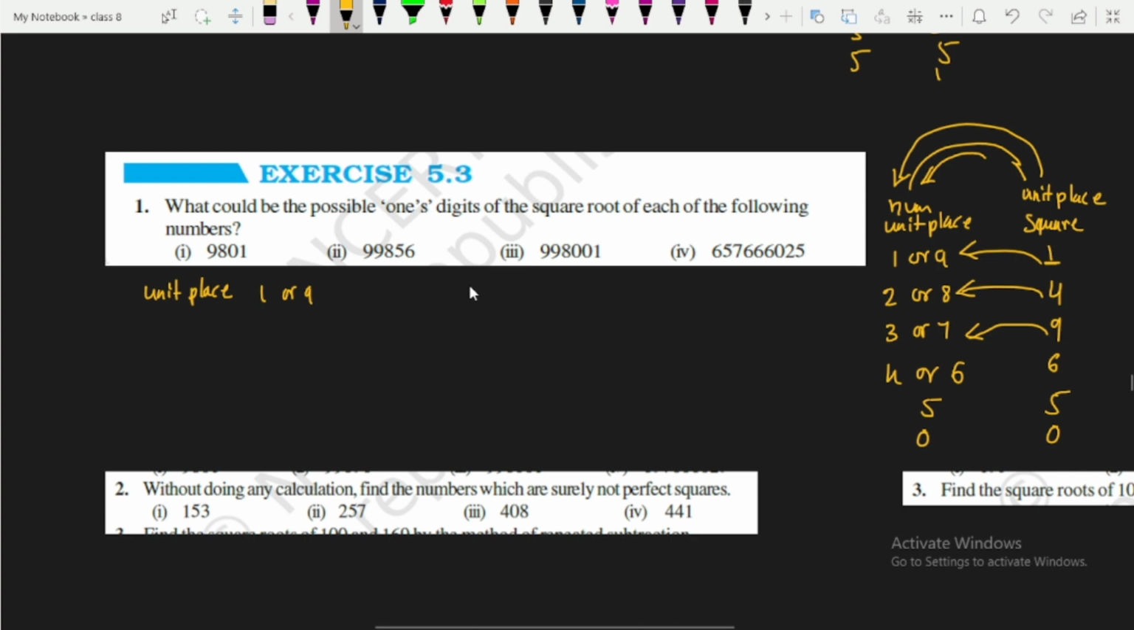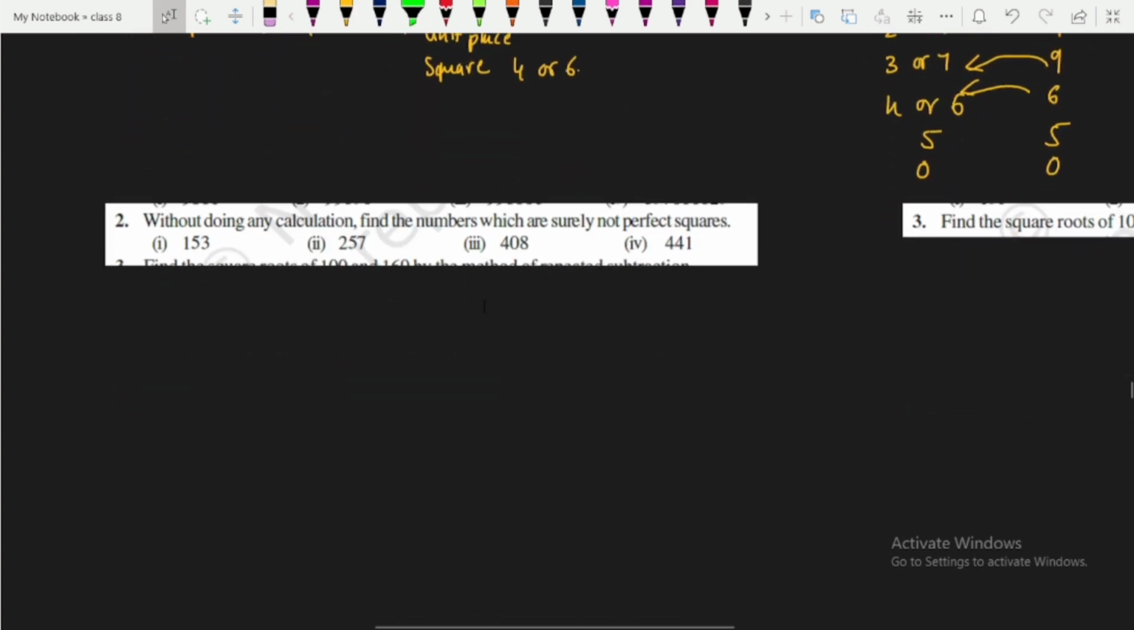Similarly, you can answer the second question. It is ending with 6, so the unit place of the square root will be 4 or 6. Okay, so the remaining two sums you can answer easily, right? Yes. So next is question number 2.